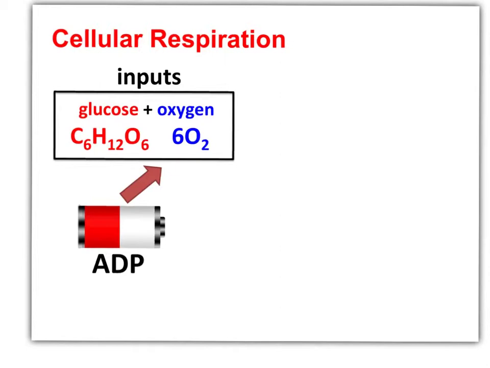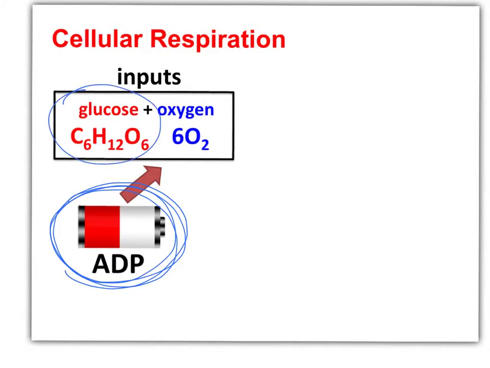So the other thing that has to come into this process of cellular respiration is the uncharged battery, the drained battery, because cellular respiration is about recharging this ATP. When it's uncharged, we call it ADP. Don't worry too much about that. I just want you to know that we have this uncharged battery coming in that's going to get recharged by the process of burning the glucose with oxygen.